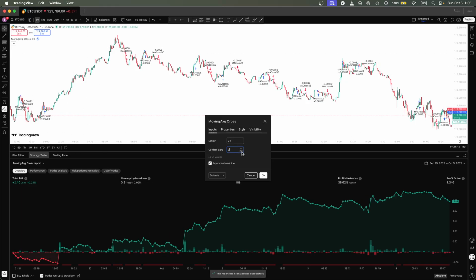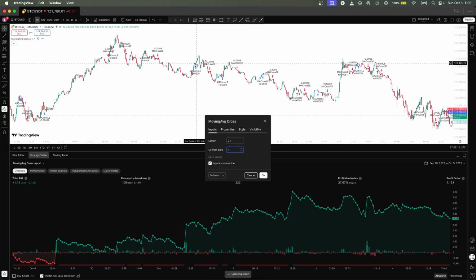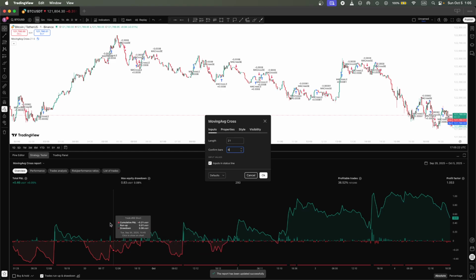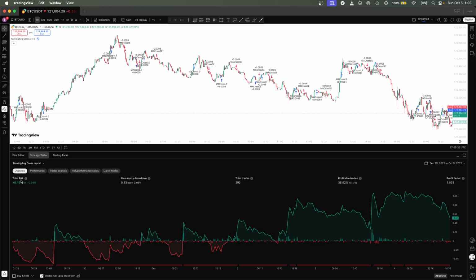Let's say if I put 9, see, it changes, and then all the entry conditions also change. So you see, now it's like this. Now it is based on what you are setting up here. So this is very important. So make sure if you stick with one, and let's say it's profiting, your total PNL is very good, your equity drawdown is very low, total trades is reasonable, okay, profitable trades.